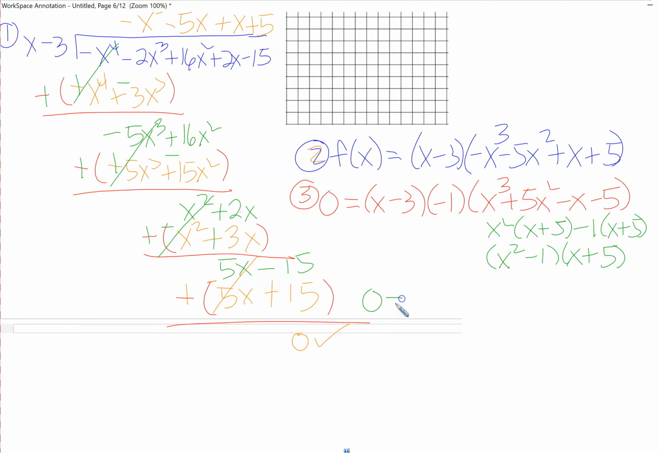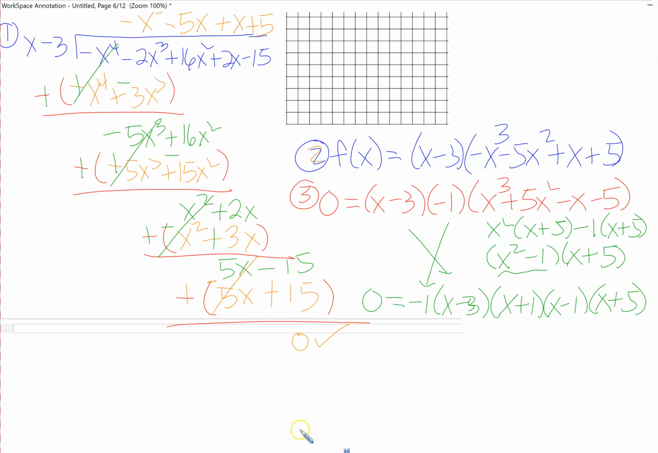So what I've got for my complete factorization is this negative 1, and then I've got this x minus 3, and I've got this, which becomes x plus 1 and x minus 1, and I've got the x plus 5.